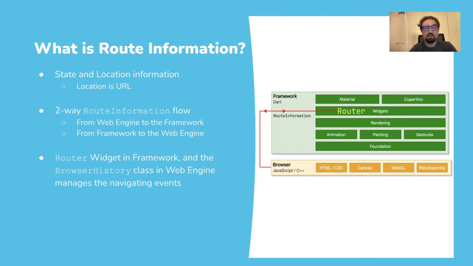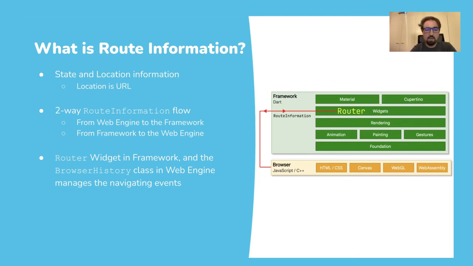And we have route information, very important for web apps. Route information holds the location and state information of a route. The location field is a string, and it is equivalent to a web URL. Route information flow is two-way. It is between the engine layer and the framework layer. We should really note that there is browser history and navigation history. They are different things. Browser history is in the engine layer, and navigation history is in the framework layer.